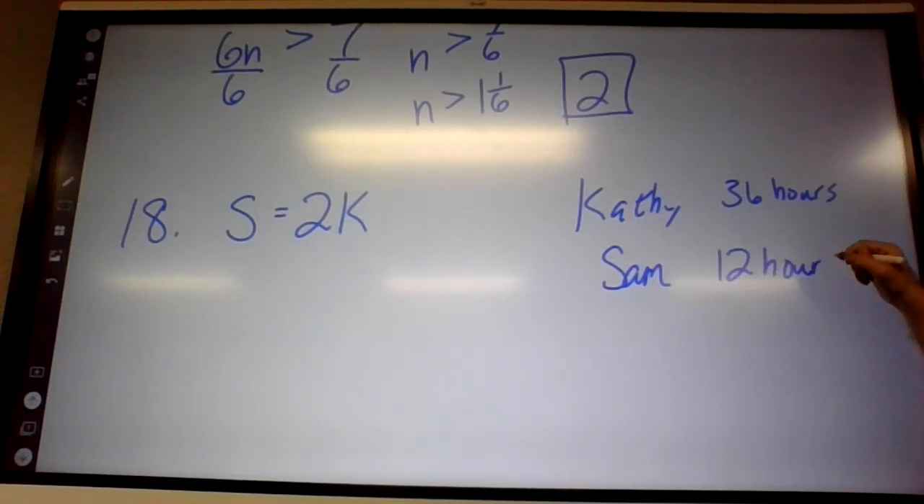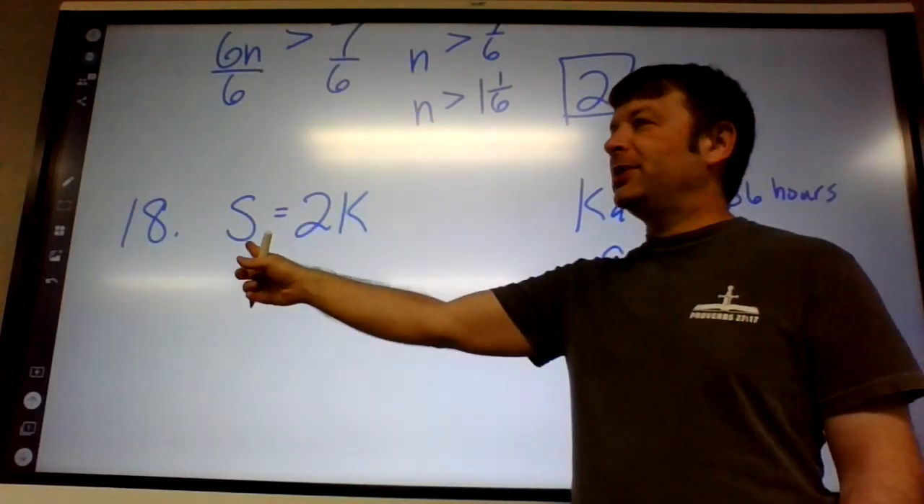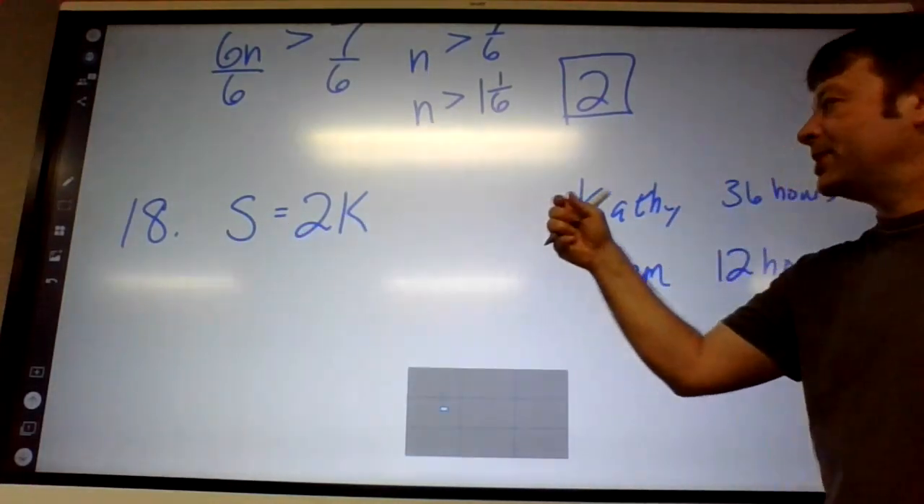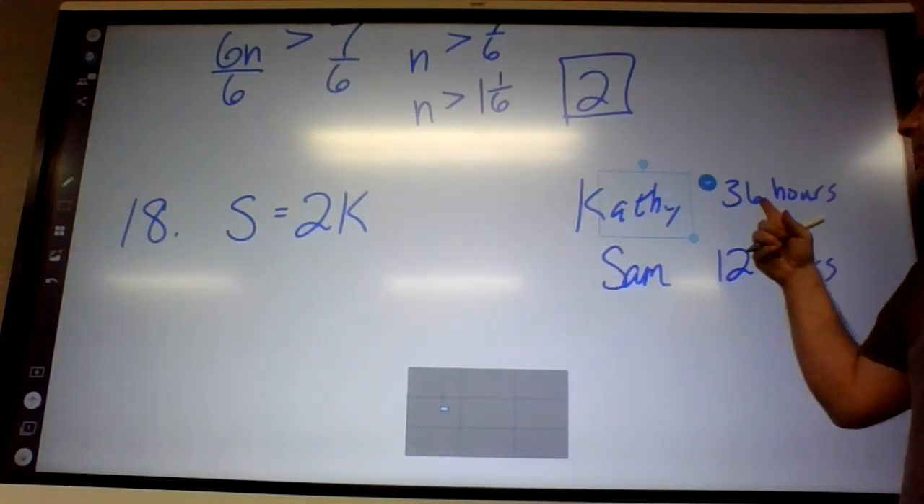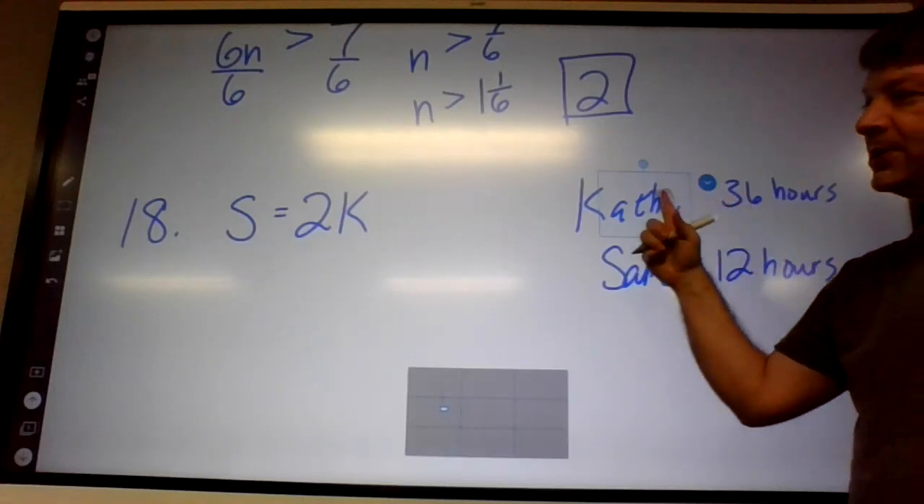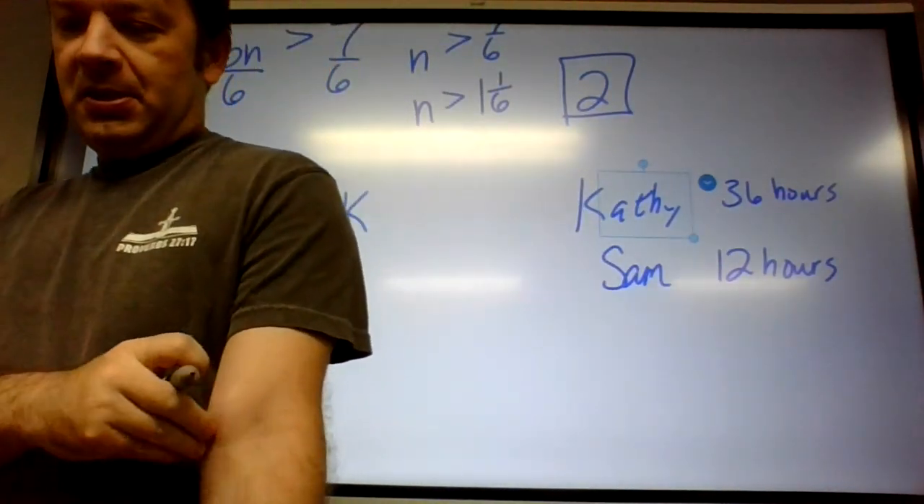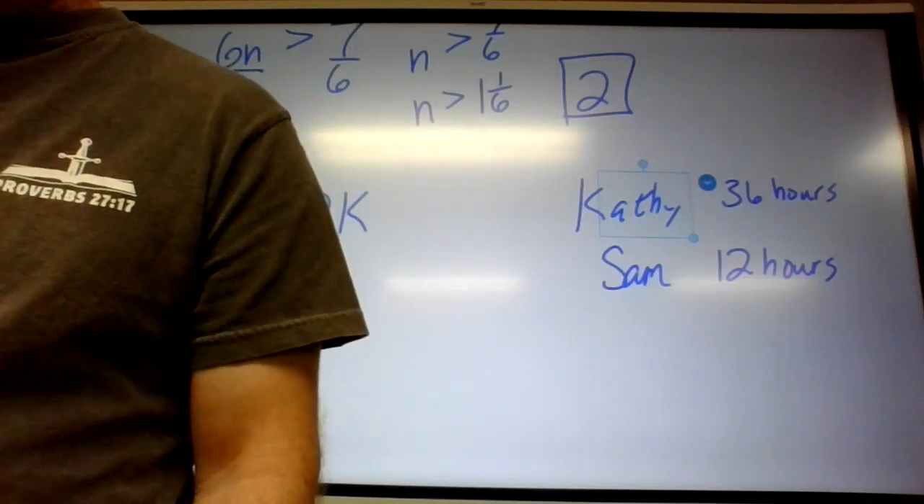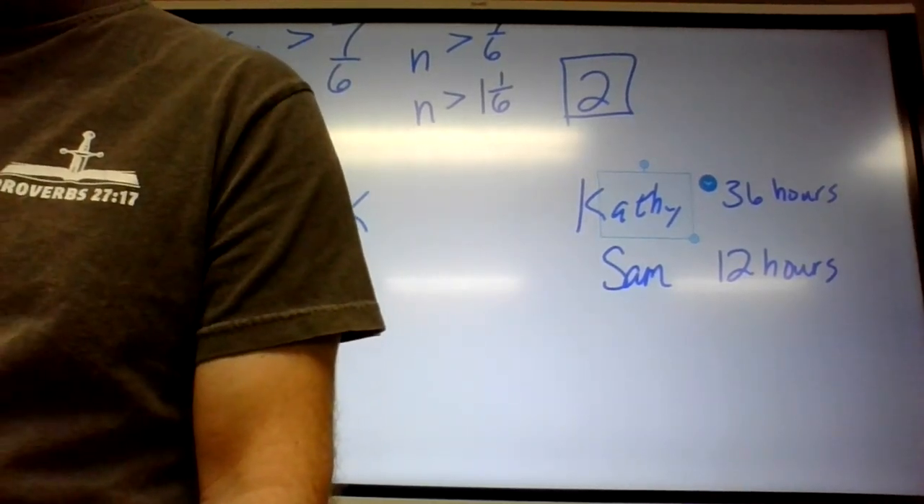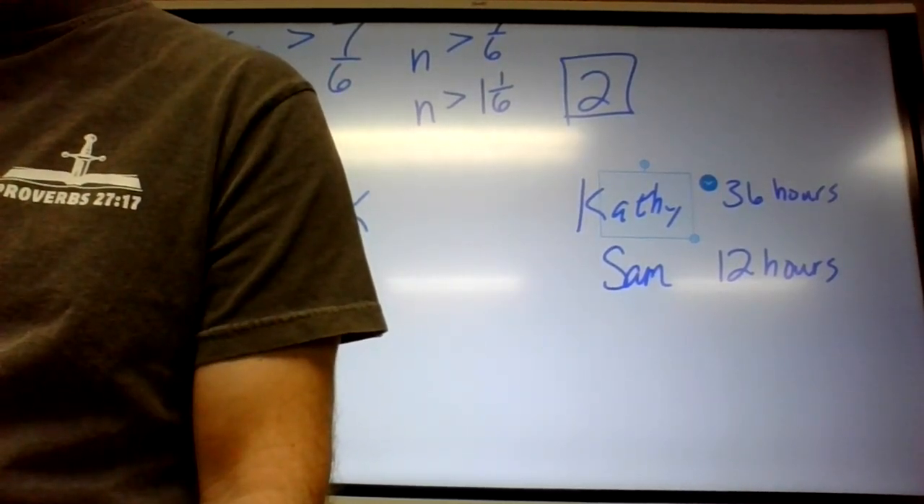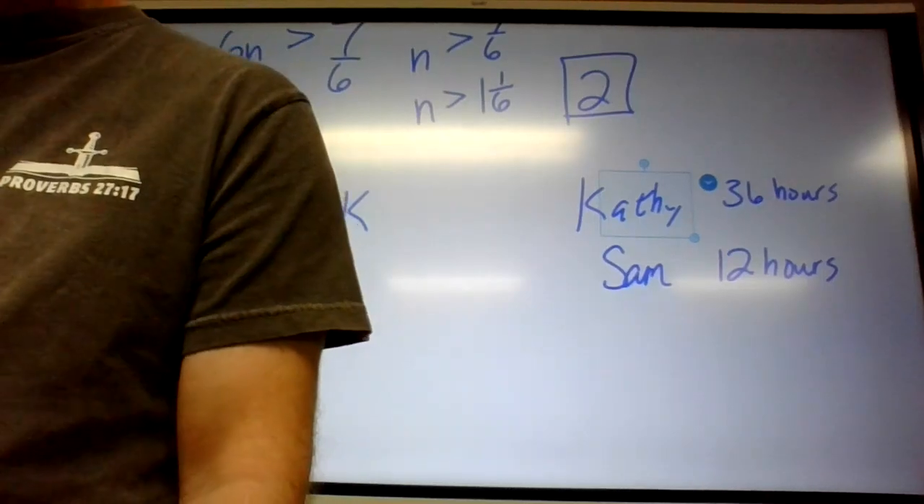But it says that his pay is twice hers. This is his hourly wage. So, she's actually going to make more money than him because she's working 3 times as many hours, even though he gets paid more per hour. Maybe he's a student and he has to work part time. Where was I? Kathy works 36.